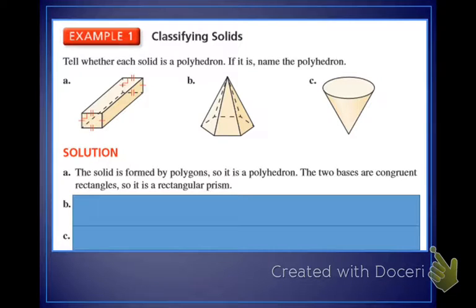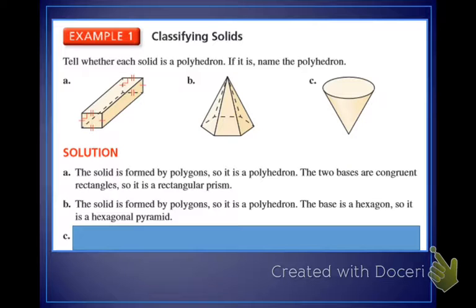Number 6. Letter B. Is it a polyhedron? Yes, it is a polyhedron. Is it a prism or a pyramid? It's a pyramid. And what kind of base does it have? A hexagon. It has 1, 2, 3, 4, 5, 6 sides. So yes, hexagonal pyramid.